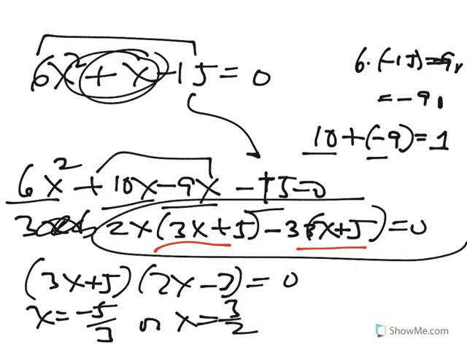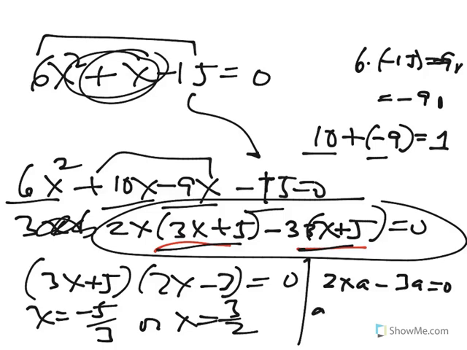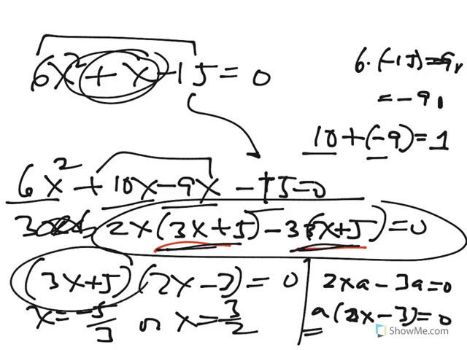Some people get confused right here. Imagine if instead of 3x plus 5, it was like 2xa minus 3a equals 0. Then you'd probably not have trouble seeing how you could factor the a out. But instead of an a, I have this more complicated expression, but it still ends up over here.